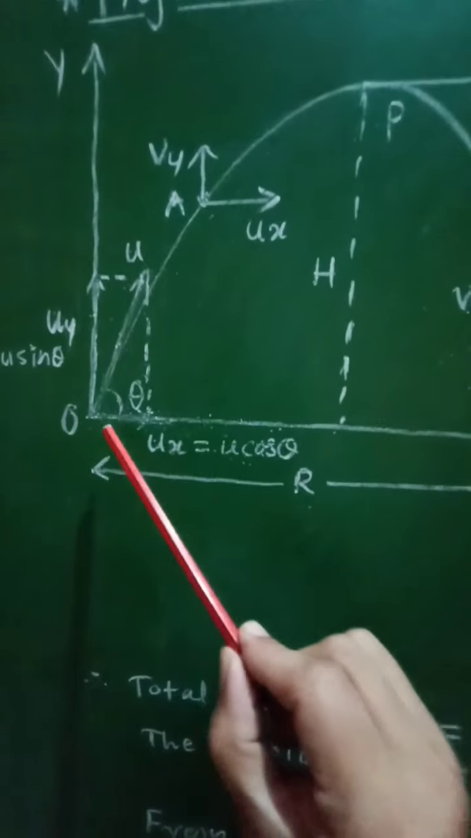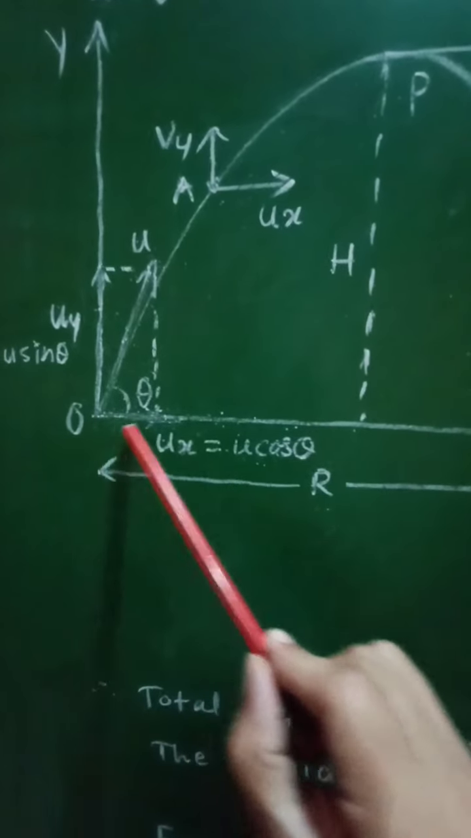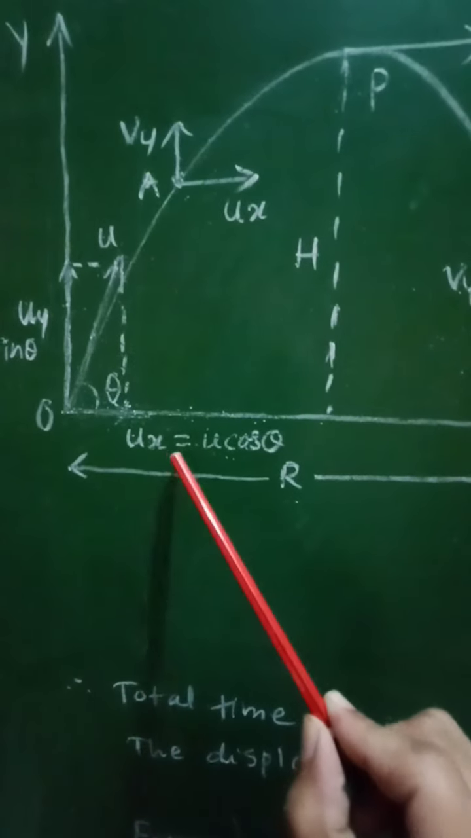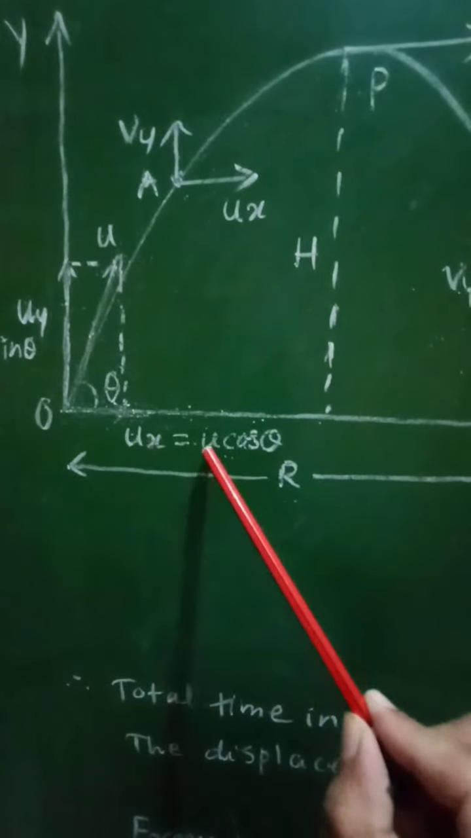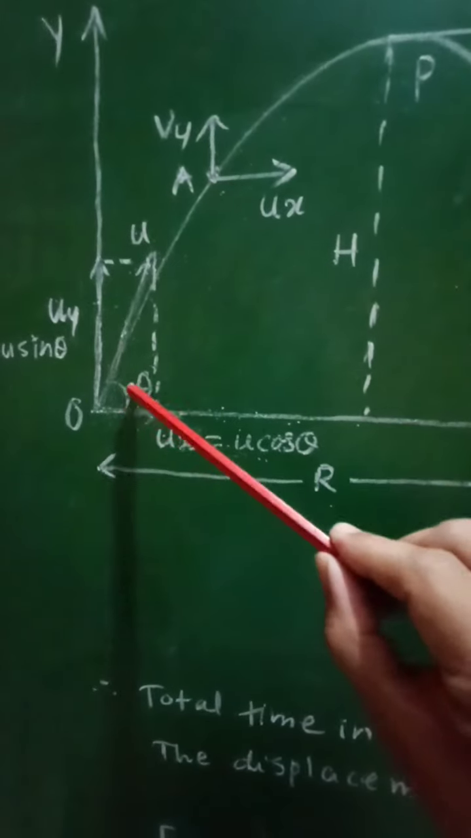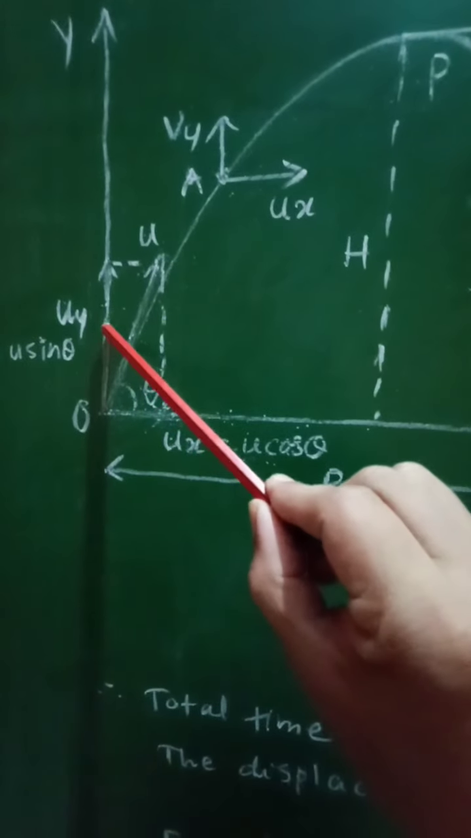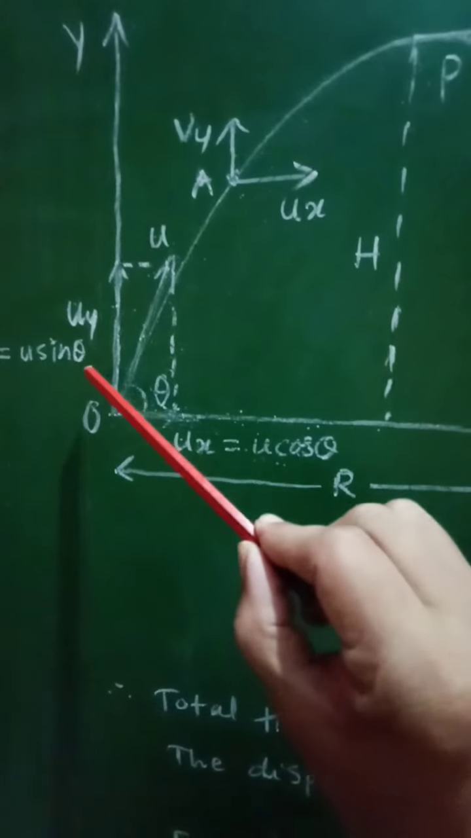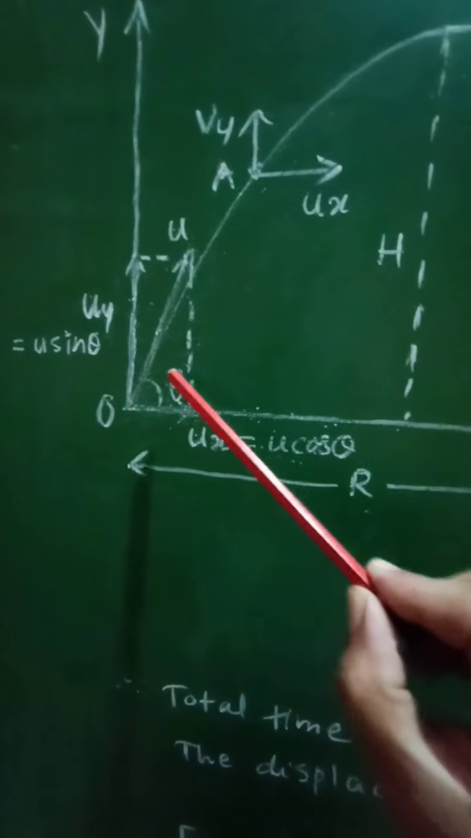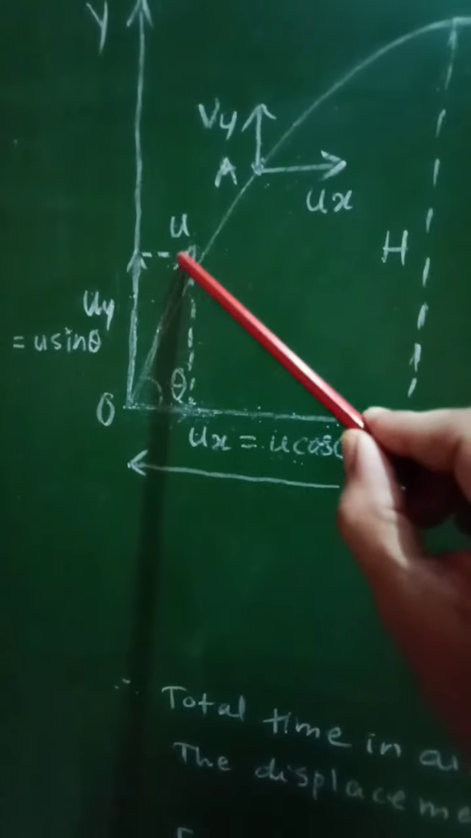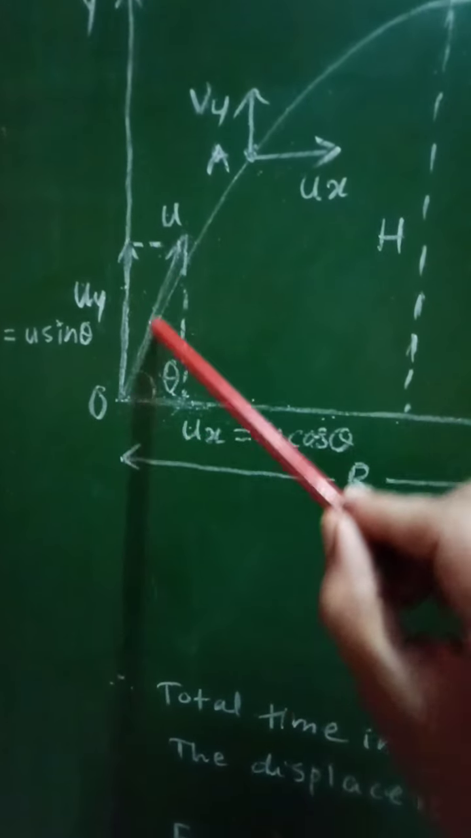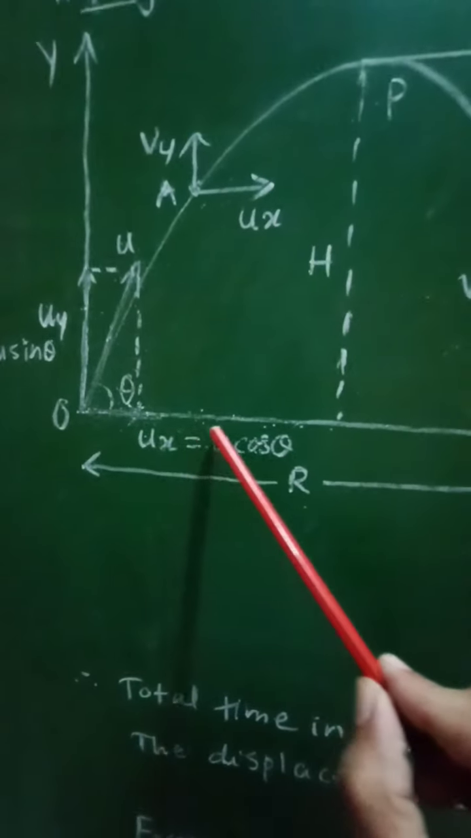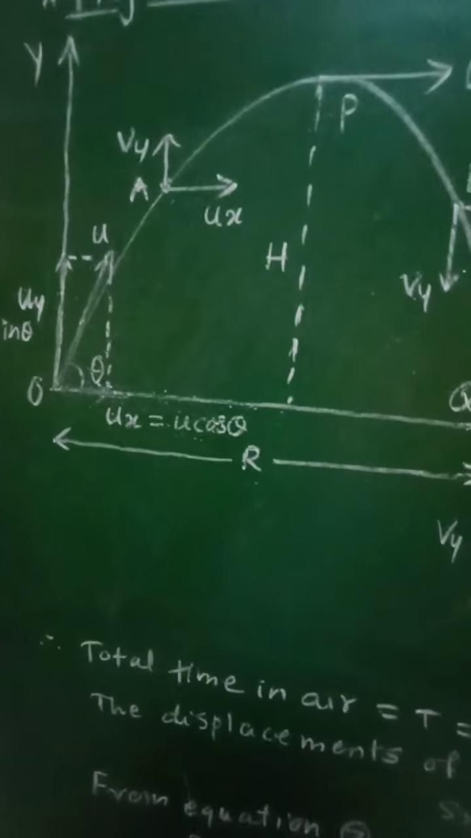As the ux component is adjacent to this angle theta, ux will be equal to u cos theta, and this vertical component is parallel to the opposite side, therefore it will be u sin theta, where theta is the angle made by the initial velocity u with the direction of the x-axis, that is the horizontal direction.